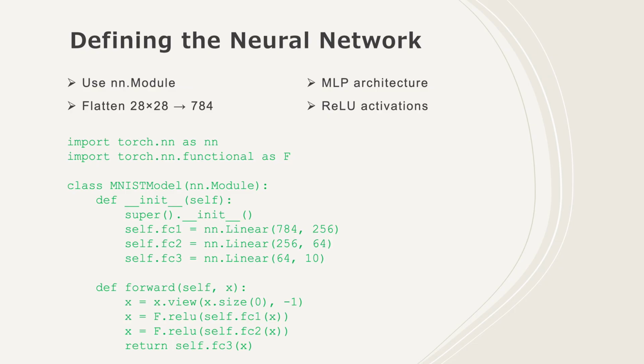Inside the forward method, the input tensor is first reshaped using x.view, flattening the image batch. Then, the data is passed sequentially through F.relu applied to the first 2 layers, and finally through the output layer. This structure forms a complete multilayer perceptron suitable for classifying MNIST digits.